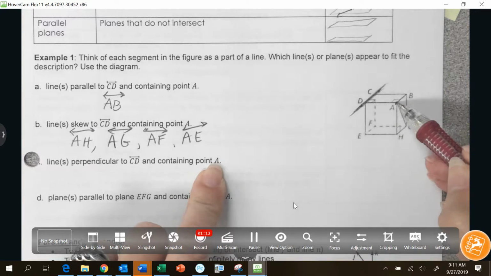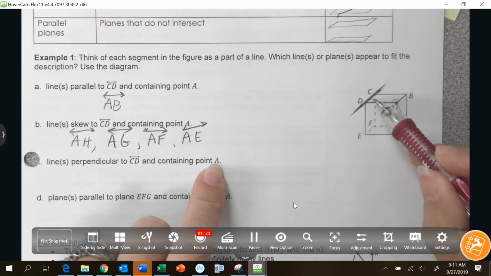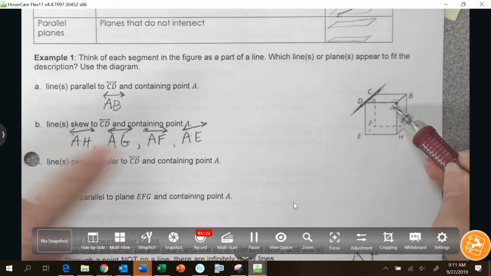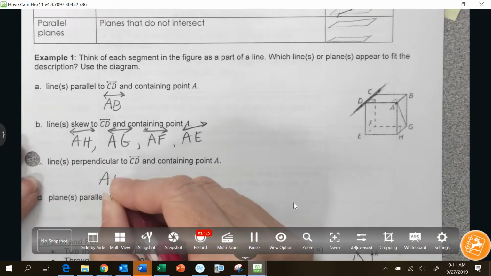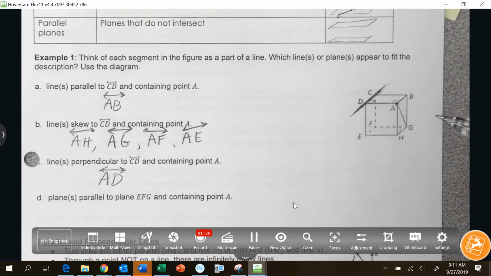So Madison, what did you think? Did you say DA? Yeah, no, that's correct. It has a little box there. It says it's perpendicular and it contains point A. I'm going to write it as AD because that's just the way I like to write it, but it doesn't matter. You can write DA. Same thing. And then there aren't any others that pass through the same point and are perpendicular.